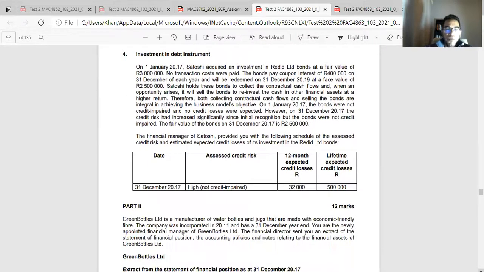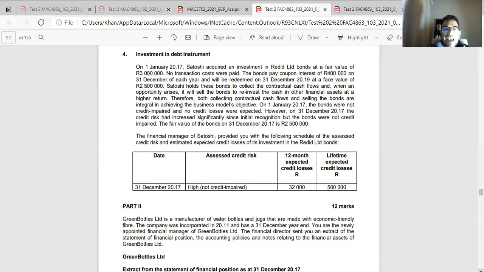So the last point, number 4, investment in debt instrument. On 1 January 2017, Satoshi acquired an investment in Reddit Ltd bonds at a fair value of 3 million rand. No transaction costs were paid. Okay, so they acquired at fair value. So therefore, it appears that the fair value and the payment is exactly the same. So therefore, there won't be any day one gain or loss.